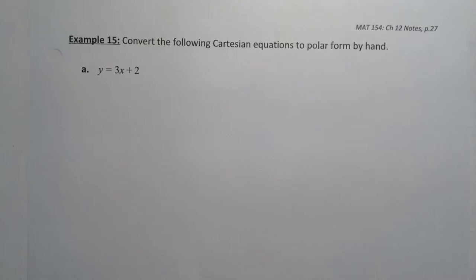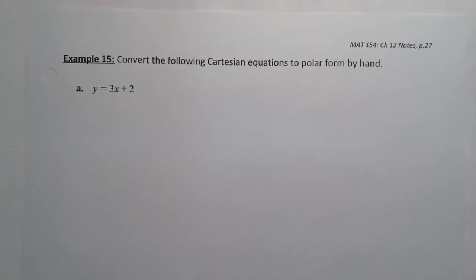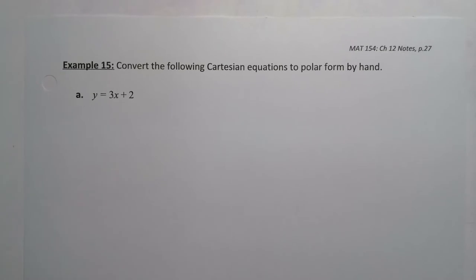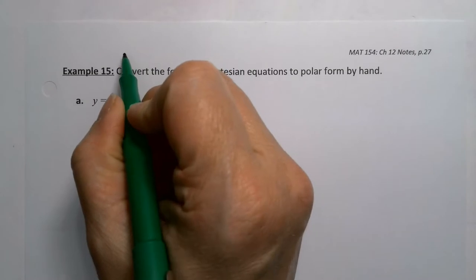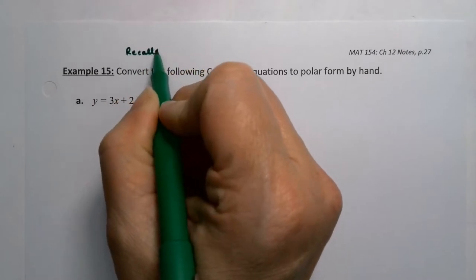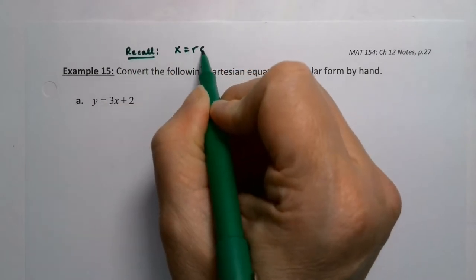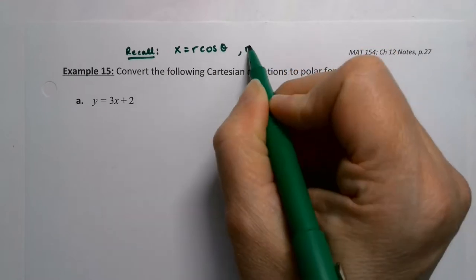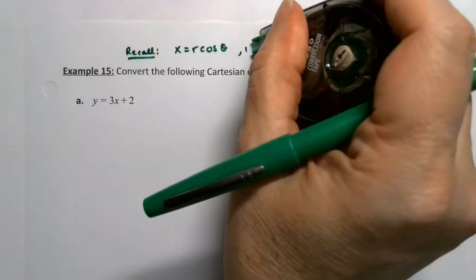Again, in this problem, we want to convert Cartesian equations into polar form by hand, but these aren't going to be quite as easy as the last ones we've done. So just remember that x is equal to r cosine theta, y is equal to r sine theta.